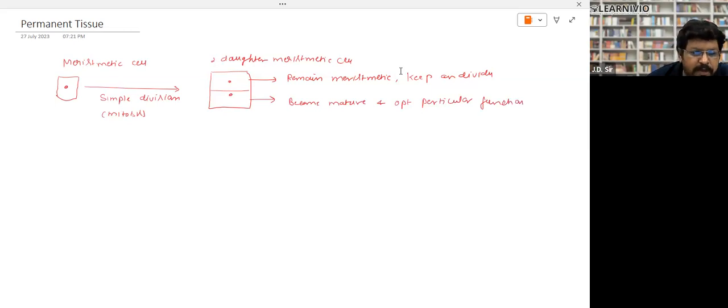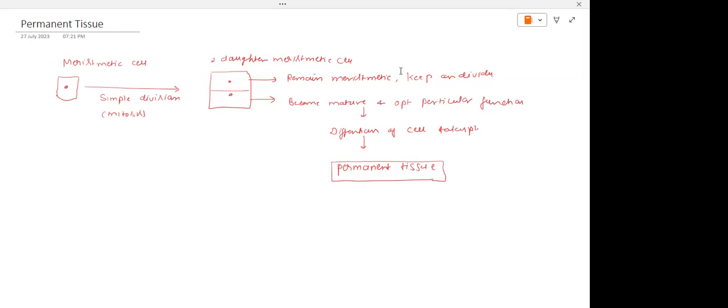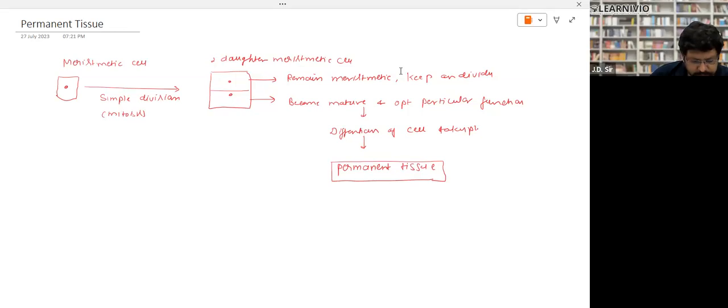This process of opting for a particular function is called differentiation. It means differentiation of the cell takes place. This differentiated cell becomes permanent. So finally, the formation of permanent tissue takes place from the meristematic tissue or meristematic cell only. Is that clear? Yes, sir. Okay.